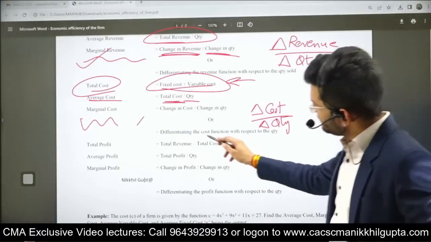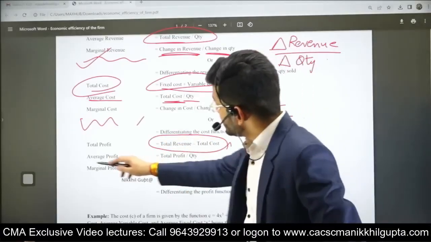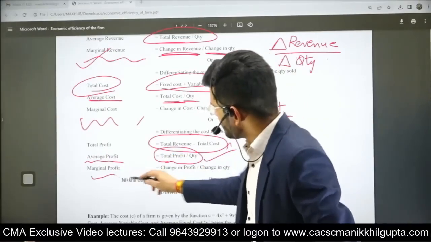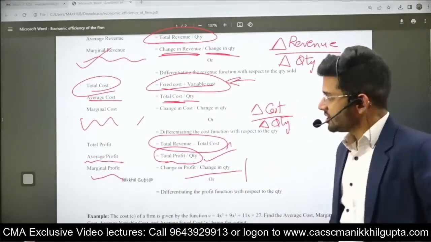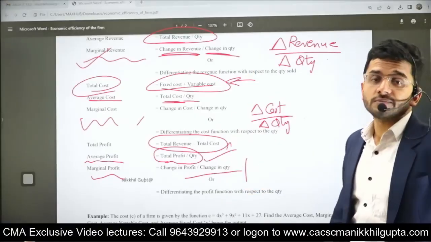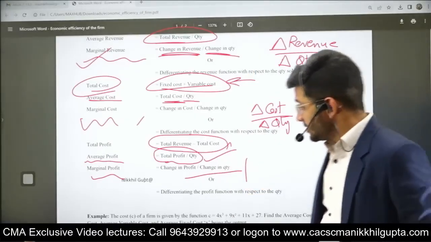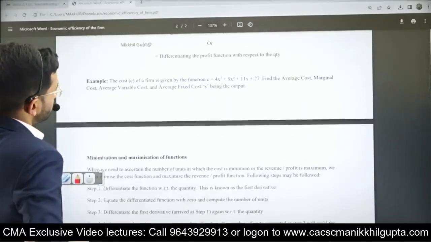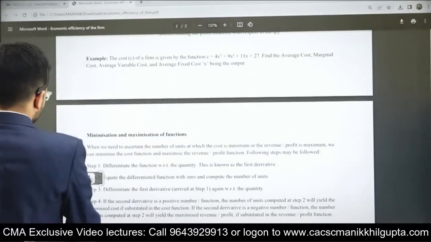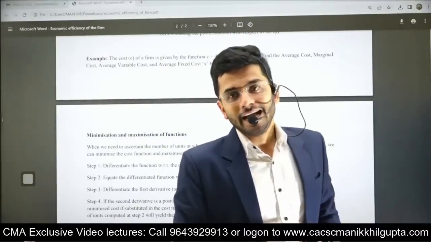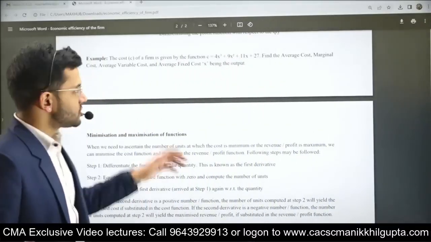Total profit is total revenue minus total cost. An average profit is there: total profit divided by quantity is average profit. Marginal profit is change in profit divided by change in quantity. These are the basic terminology which we will use in this chapter quite often. Now a very basic, preliminary question. This kind of question will not come in the examination, I'm telling you, but we need to do this to gauge our understanding on how to compute the basic elements of this chapter.